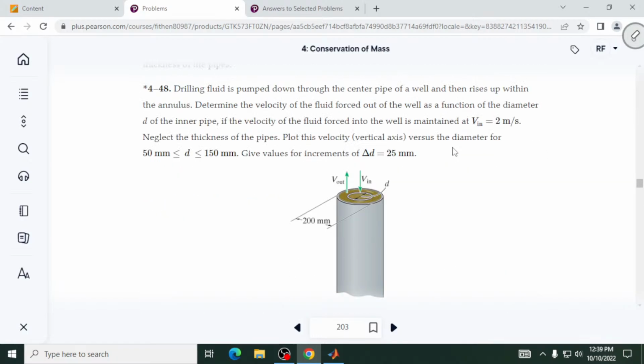Okay, wait a minute. What do we got? Drilling fluid is pumped down the center section of the well and rises up in the annulus. Determine the velocity of the fluid forced out of the well as a function of the diameter d of the pipe. If the velocity of the fluid forced in the well is maintained at v_n equal to 2, neglect the thickness of the pipe.